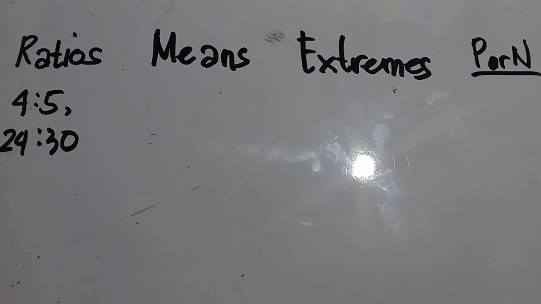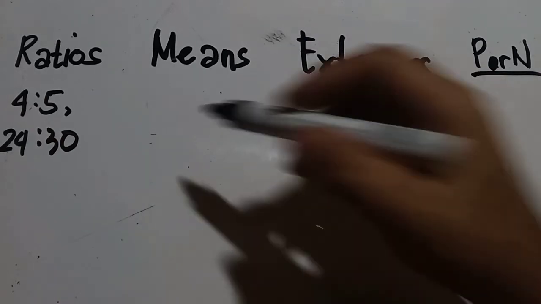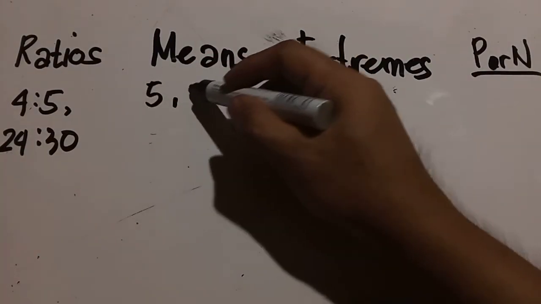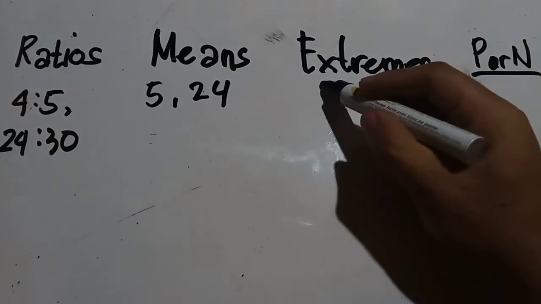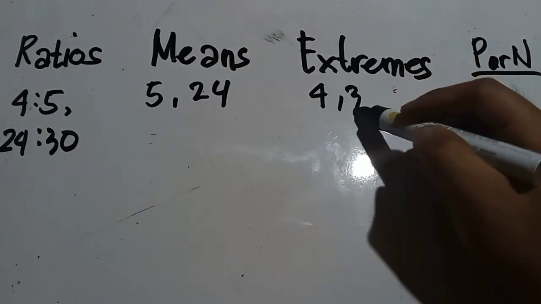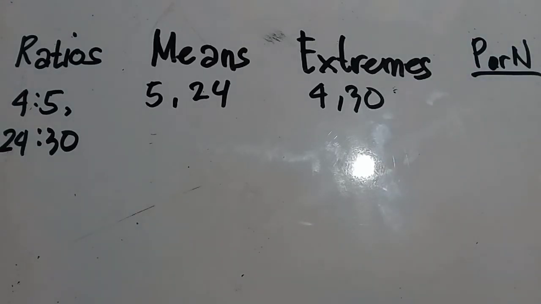We have 4 is to 5 and 24 is to 30. So now, in this problem, ano ang ating means? Ayan. I-identify kung ano ang ating means at saka extremes. Ang ating means ay, we have 5 and 24. How about our extremes? The outer part. So we have 4 and 30. Okay? So now, is it our ratios are proportion?